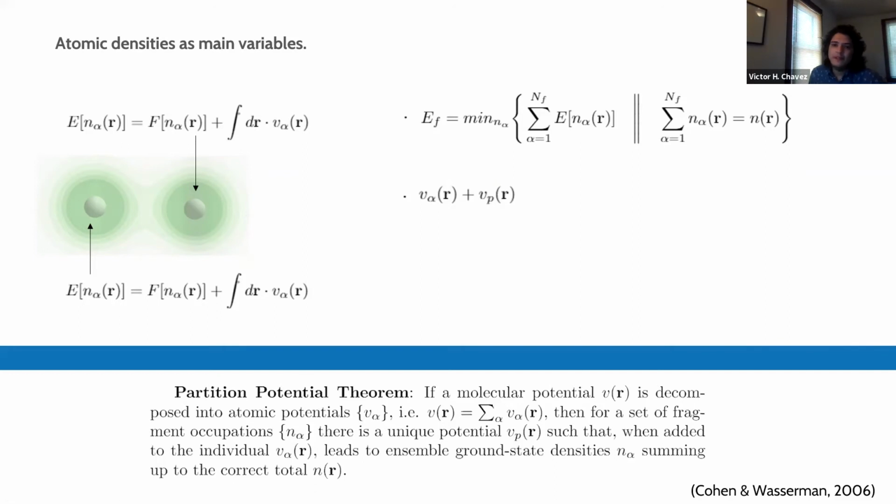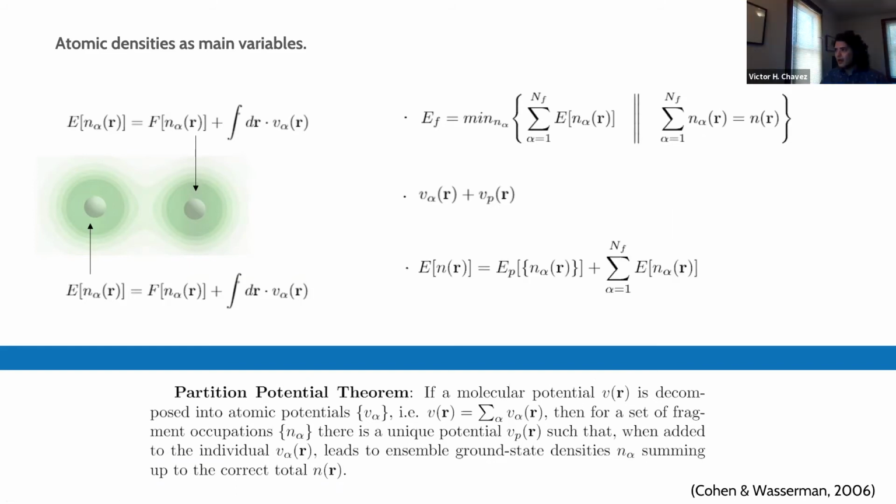That is the basis for partition density functional theory, in which we just say that whenever we're fragmenting the external potential into a set of atomic or fragment densities, then if we fix fragment occupation, there's going to be a unique potential Vp that, whenever we add it to each of the individual fragment potentials, leads to the ensemble ground state density that indeed will sum to the total correct n(r).